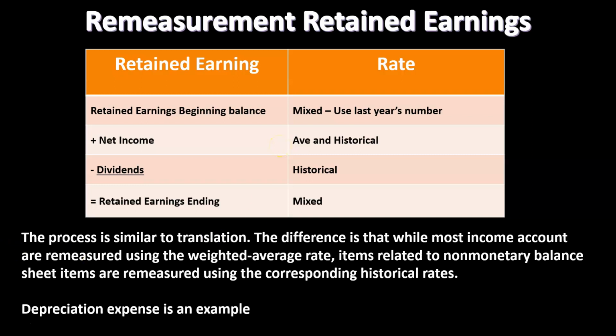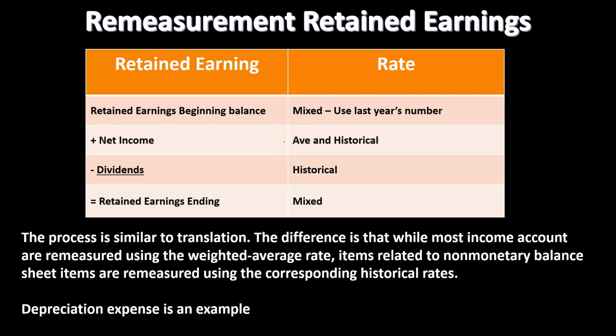So the process is similar to translation. The difference is that while most income accounts are remeasured using the weighted average rate, items related to non-monetary balance sheet items are remeasured using the corresponding historical rates. Depreciation expense is going to be an example of that. So the rest of it is going to be similar to the translation process. So we'll have the retained earnings beginning balance, which will have a mixed rate, which is basically going to be last year's number, right? It will be the beginning balance. Then we'll have the net income, which is going to be at the average and historic rates.